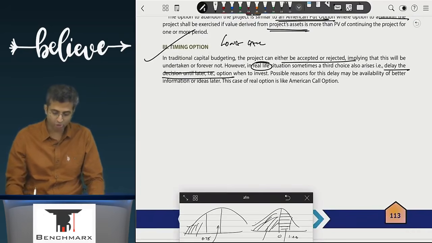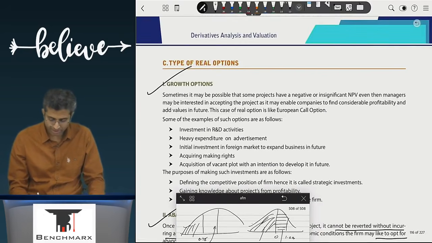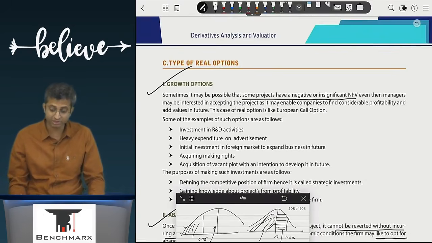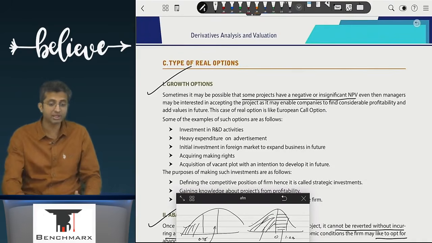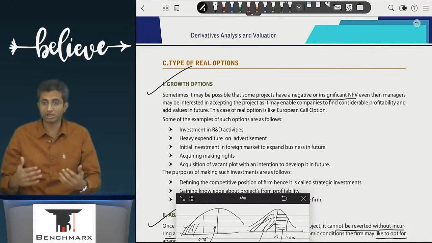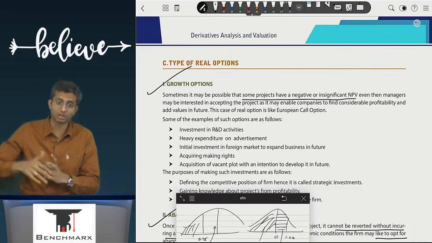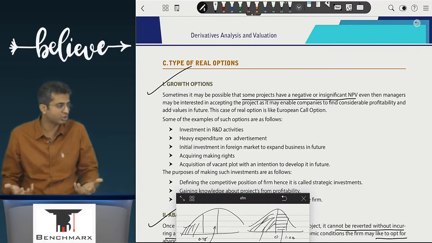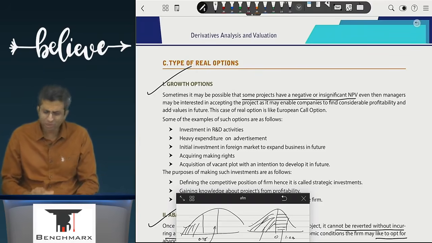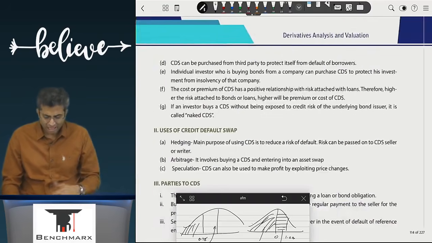And there are growth options, where sometimes some projects may have a negative or insignificant NPV, but in the future it might result in a higher NPV. Like you have done heavy R&D, so you believe the benefit will come later, or a big advertisement, in which case it is a heavy cost today, but it will result in a higher cash flow in the future, and so on. So these are just theory points you can refer.